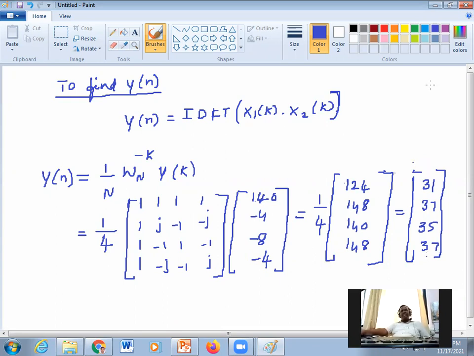If the examination asks you to calculate a circular convolution with a specific method, for example using the concentric circle method, then you need to perform it with the concentric circle method only. If he asks you to solve the example of circular convolution using the DFT IDFT method, then you have to perform the example with the DFT IDFT method only. Then only you will get the marks. Otherwise, you will not get the marks.